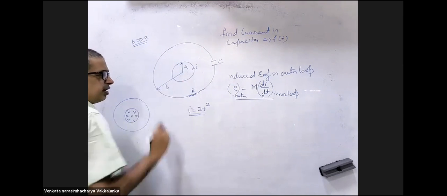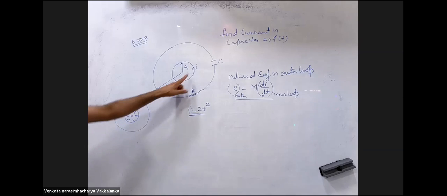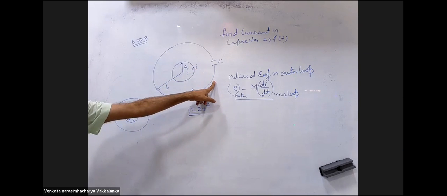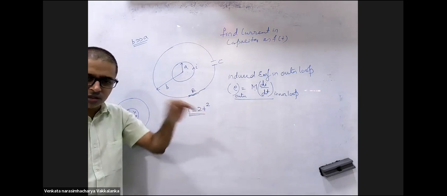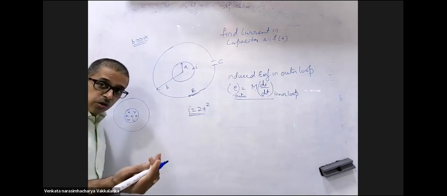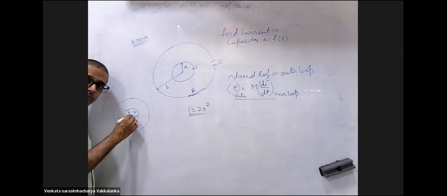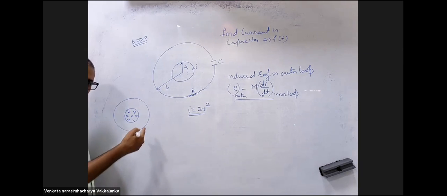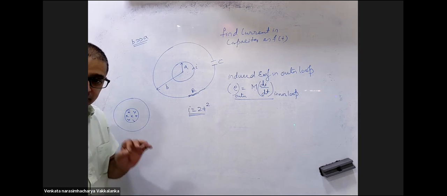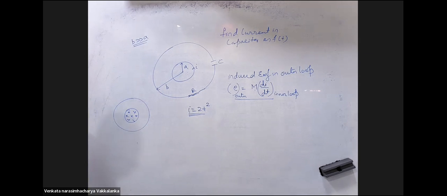I know only the magnetic field here. So because of this current, directly finding out the EMF in the outer loop is not possible in this case. In this case, how is it possible? My magnetic field is because of a solenoid. It is constant. So getting the induced EMF in the outer loop is much easier. This point, is it clear to all?